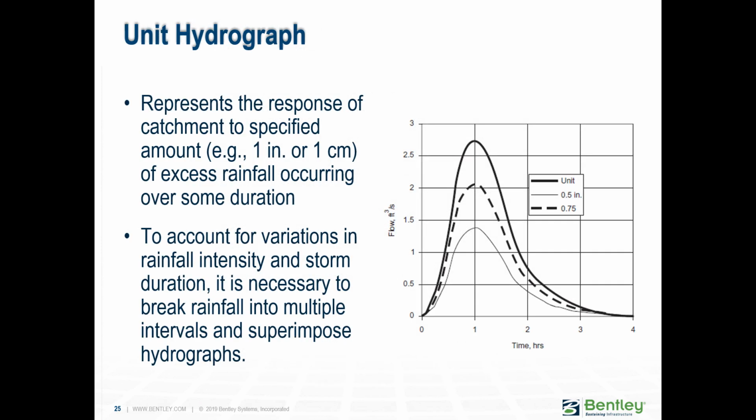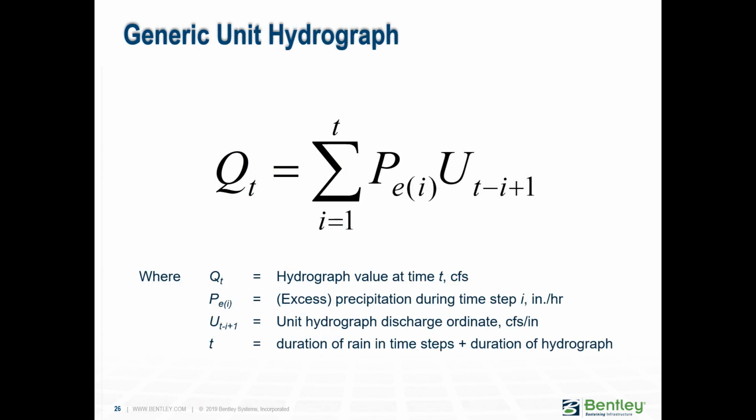The unit hydrograph is the most used. It's a curve that represents the response of the catchment to a specified amount, like a unit number that can be 1 centimeter, 1 meter, or 1 inch of excess rainfall occurring over some duration. The generic unit hydrograph option is a basic equation as shown in this slide that can also be an option to define the hydrograph method.